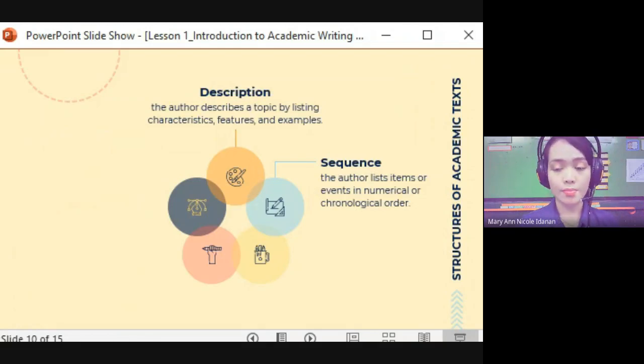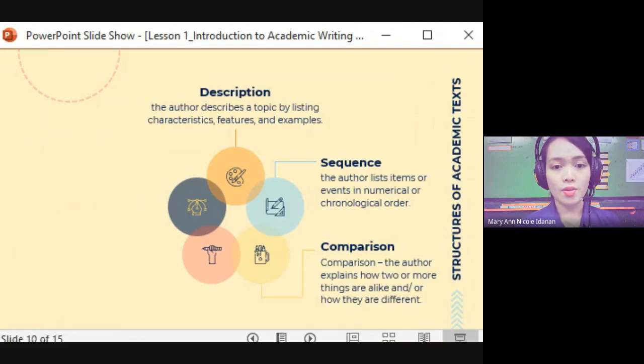Another example is, for example, you are writing about the top ten places in the Philippines. You will write it in a chronological way, in order. You may start from top one, or you may start from top 10 to top one. So that's the sequence. All right.